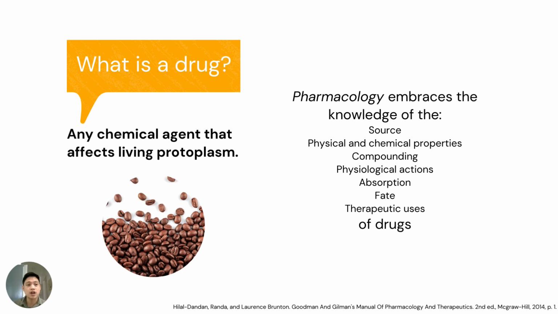Physical and chemical properties. By knowing the physical and chemical properties of medications, we can predict how they will act in the body, and we can modify these properties so that it is better suited for use to alter the function of the human body.